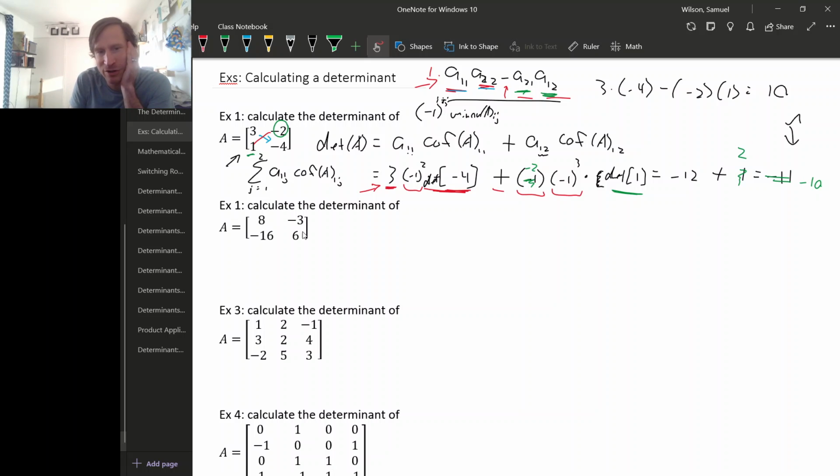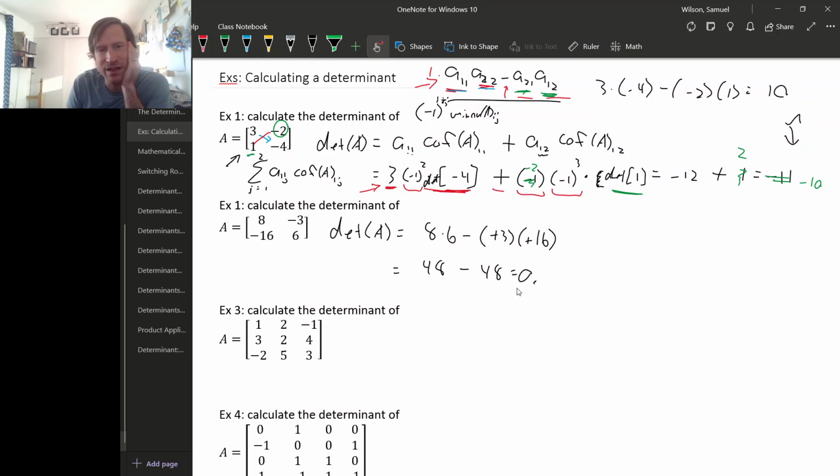Okay, so let's calculate the determinant of this matrix. Okay, so let's use the easy 2 by 2 formula. So it's 8 times 6 minus, and then we do the other diagonal, so negative 3 times negative 16. So these pluses are going to cancel. So 8 times 6 is 48 minus, and then 3 times 16 is also 48, and that's 0.